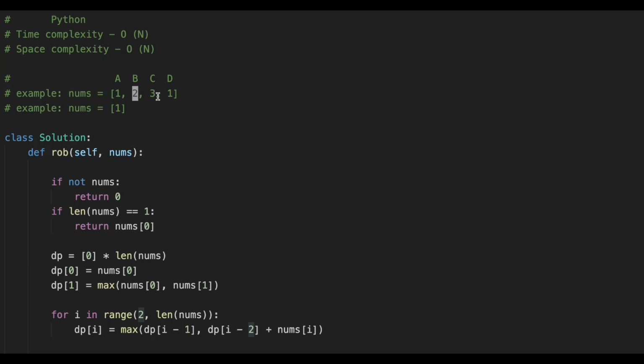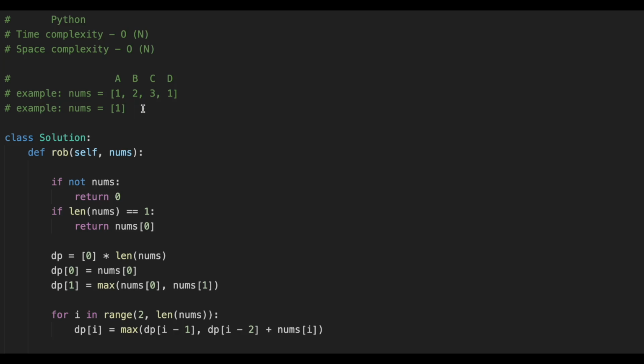So what we need to do is we have a robber that robs houses, and the robber cannot rob two adjacent houses because they have an alarm in place. We need to return the maximum amount of money that the robber can make. In this case we are going to use a dynamic programming bottom-up approach.